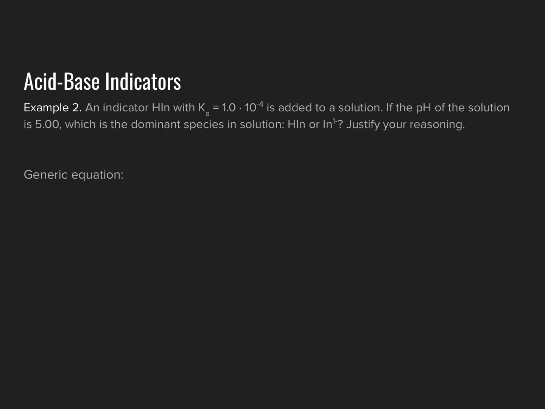All right, for our next slide here, we're going to have a quick look at a quantitative understanding of some indicator behavior in solution. Suppose in example 2 that we give you again a generic indicator whose formula is HIN, and the Ka value of this weak acid HIN is given to us here as 1.0 times 10 to the negative 4. And we add some of that indicator to a solution.